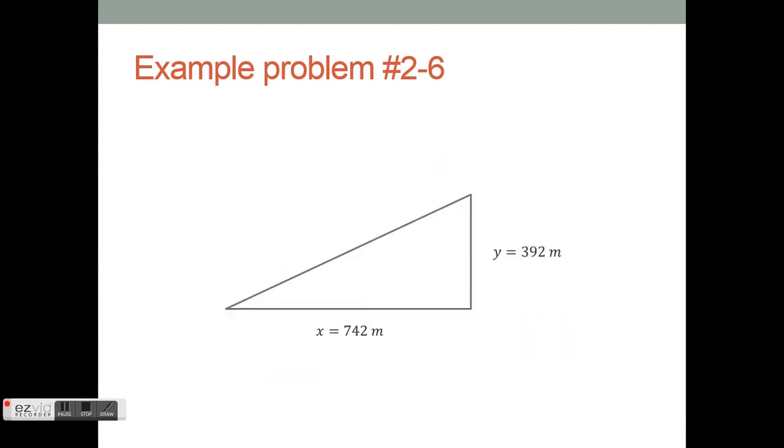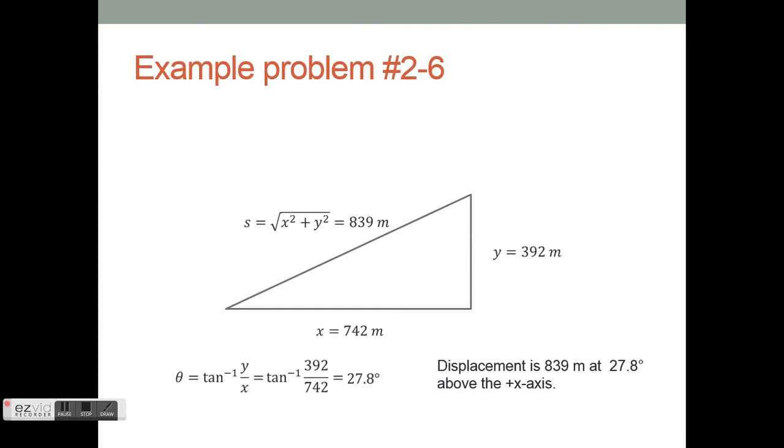If we wanted to figure out the actual displacement of the spaceship, what I'm going to need to do is figure out the magnitude of that displacement. It's moved 839 meters, and I'd also want to figure out the direction that it's traveled. I'm measuring theta with respect to the positive x-axis, so this angle here is theta. So theta is equal to tangent inverse of y over x. Tangent inverse of 392 over 742 gives you 27.8 degrees. So the final displacement is 839 meters at an angle of 27.8 degrees above the positive x-axis.